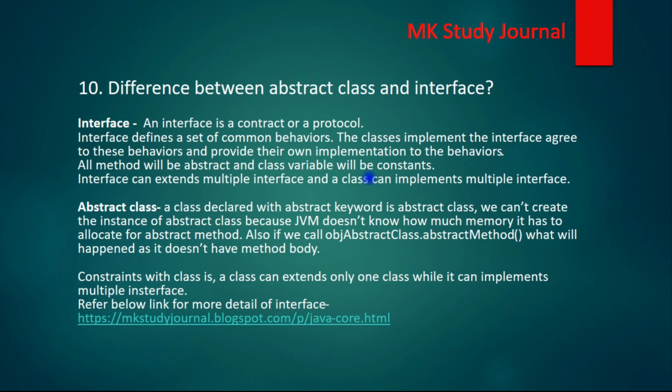And the constraint with the class is that a class can extend only one class, while it can implement multiple interfaces. So this is a question: where should we use an interface or an abstract class? The condition is that if our class extends a class, it can't extend another class, as Java doesn't support multiple inheritance. So that's why we generally avoid using an abstract class. It's better to use an interface until it is required.